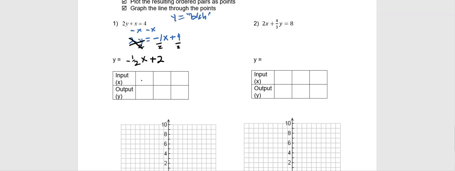So I'm going to tell you to randomly pick, well, I'm going to tell you, but if you were doing this on your own, you would randomly pick values. I'm going to ask you to pick -4 for x. I'm going to ask you to pick 0 for x. And I'm going to ask you to pick 2 for x. So let's see if we can do this math in our heads.